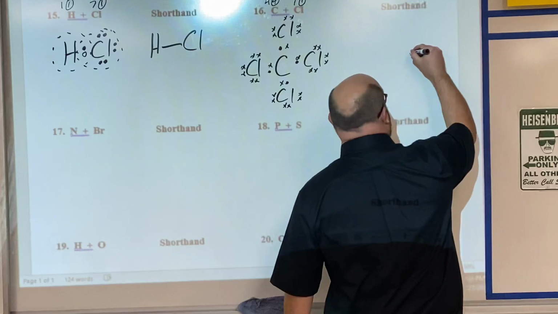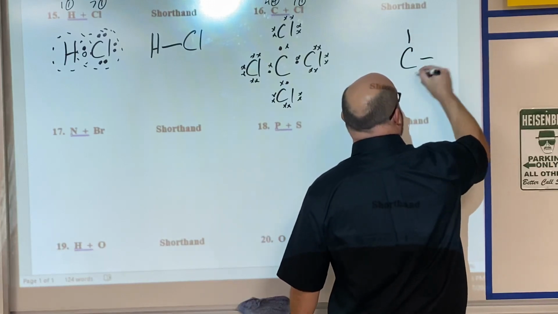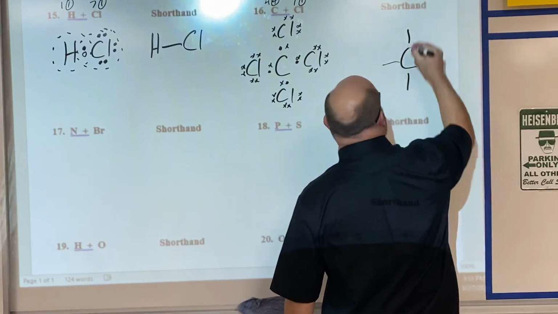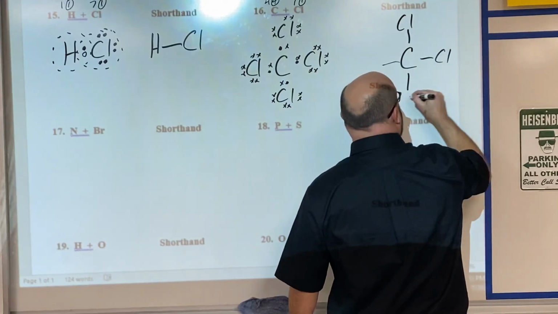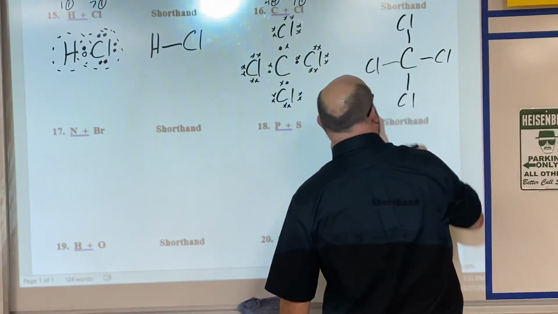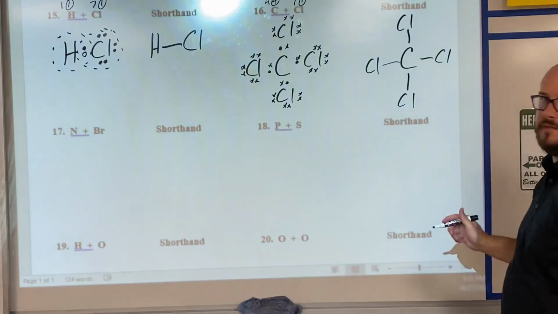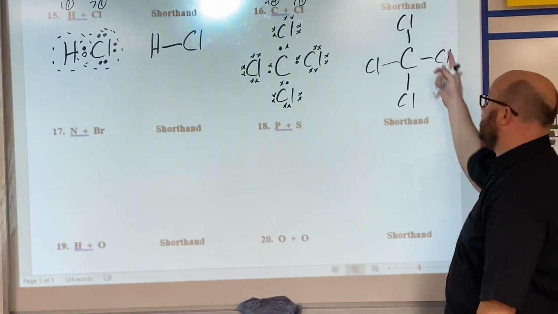Same setup, carbon in the center, 1, 2, 3, 4 single bonds to chlorine. This will be carbon tetrachloride.